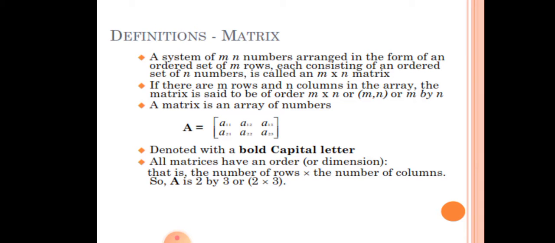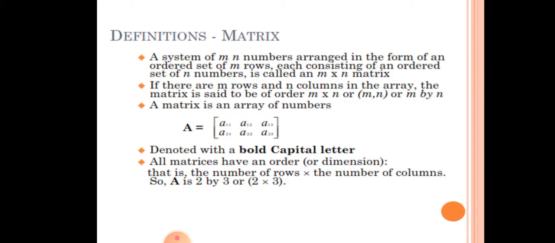Today we are going to see an outlook of matrices. First, we have to know what a matrix is. A matrix is a system of numbers arranged in the form of an ordered set of m rows, each consisting of an ordered set of n numbers, and is called an m cross n matrix. That is, m rows and n columns arranged in a rectangular array is said to be of order m cross n.